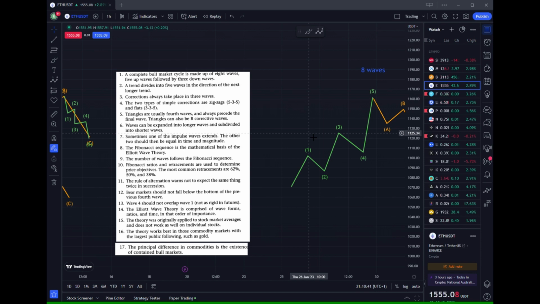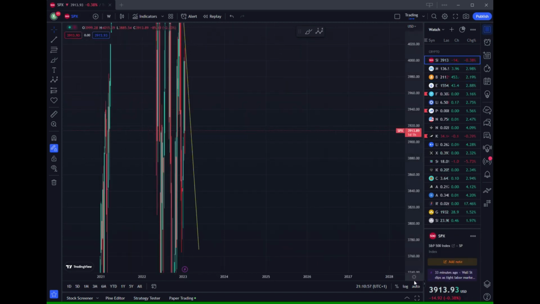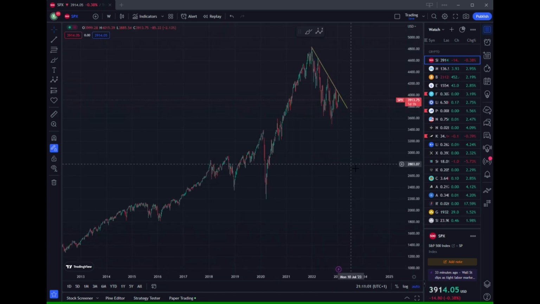Then we have, of course, number 15. 16 is actually pretty important because the Elliott wave theory is based off of the Dow theory, which is basically a lot of stocks combined, like the S&P 500. So this is a lot of stocks combined by itself, and here you can actually apply Elliott waves pretty well. I just wanted to apply it on the crypto market.